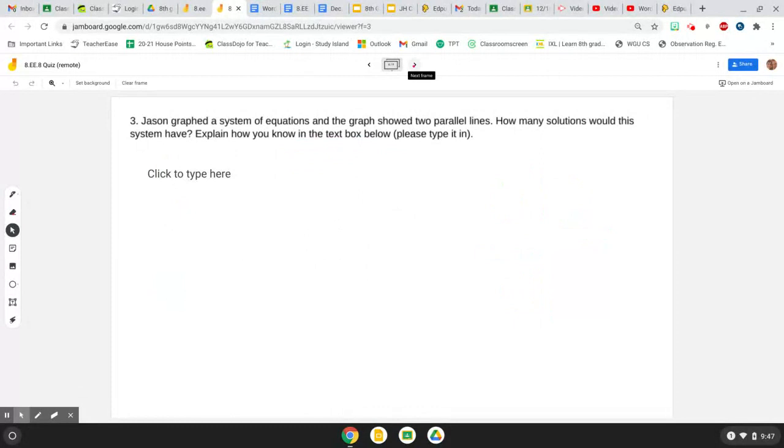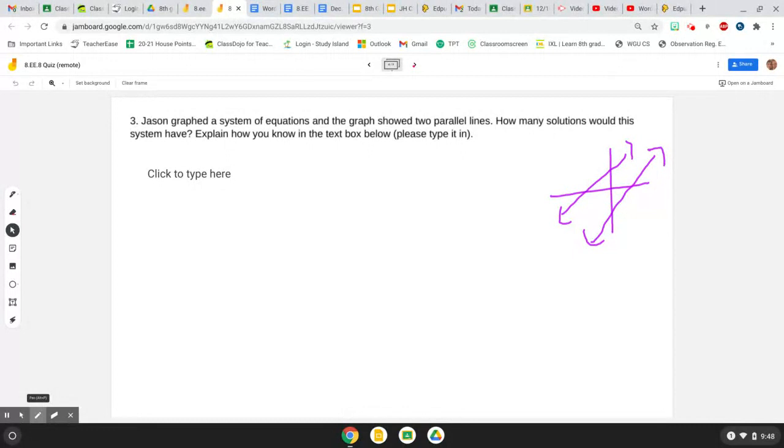All right, so for this one, Jason graphed a system of equations and the graph showed 2 parallel lines. Okay, so if it helps, draw it out, guys. So have your x and y, and let's say here is a parallel line, and there's a parallel line. Okay, they're never going to touch. How many solutions would this system have? Okay, well, think about it. This system, are they ever going to intersect? Are those lines ever going to touch? That's what you're asking yourself to see if there is a solution, because that solution is where they intersect. So are parallel lines ever going to intersect?